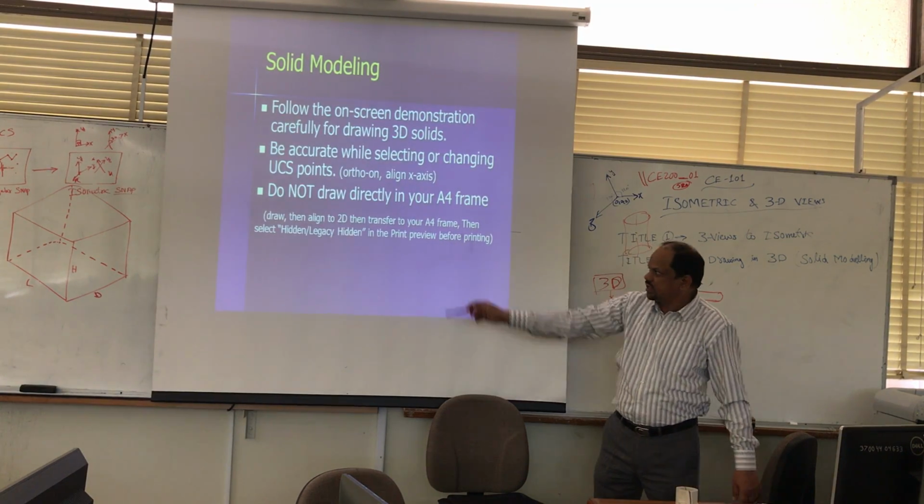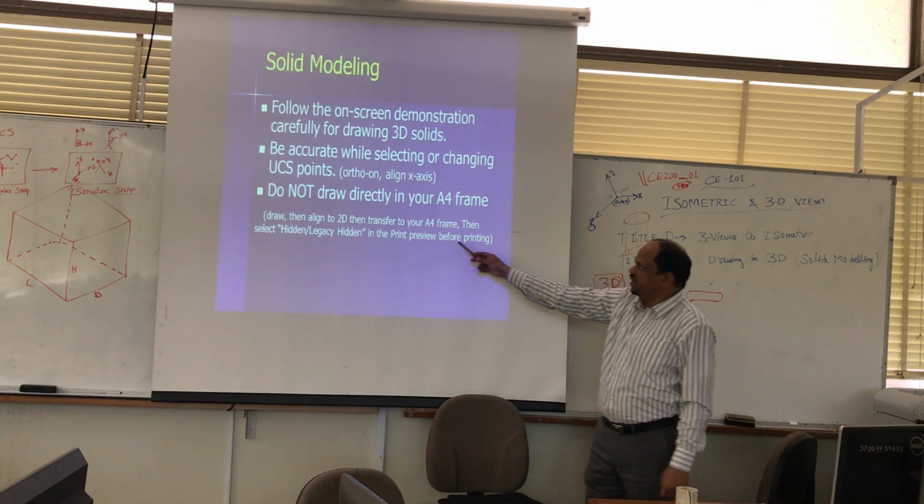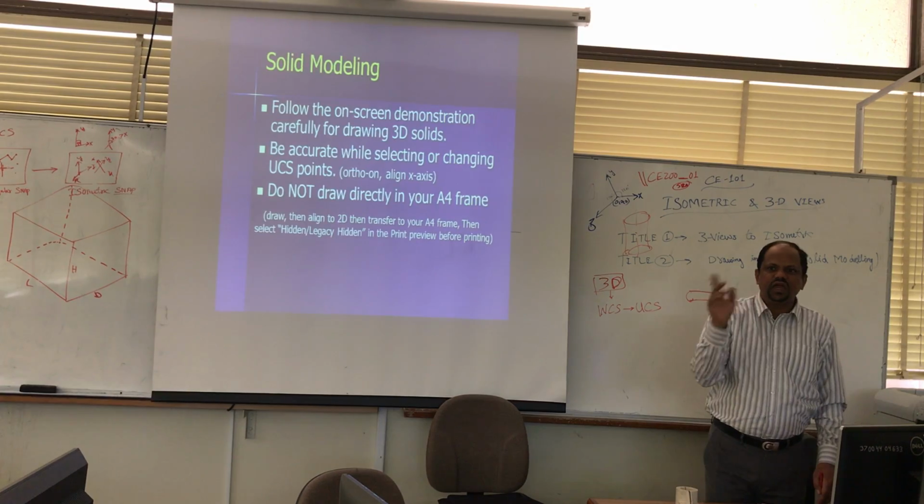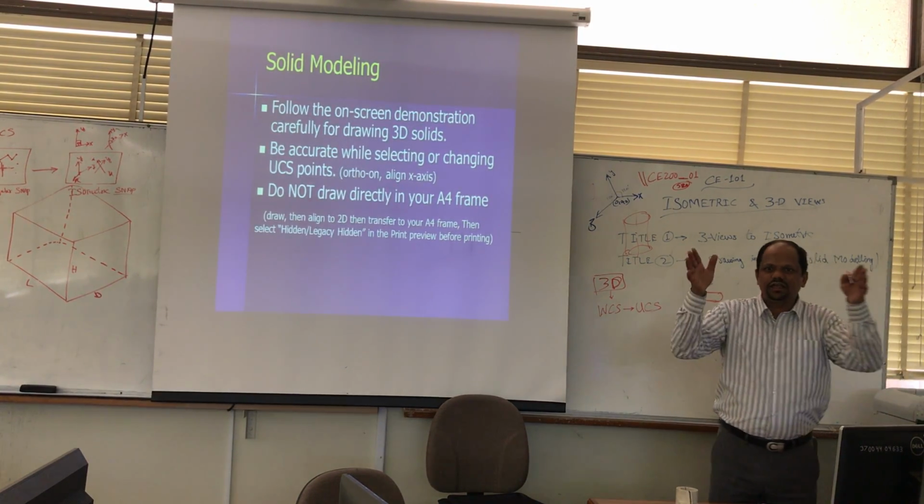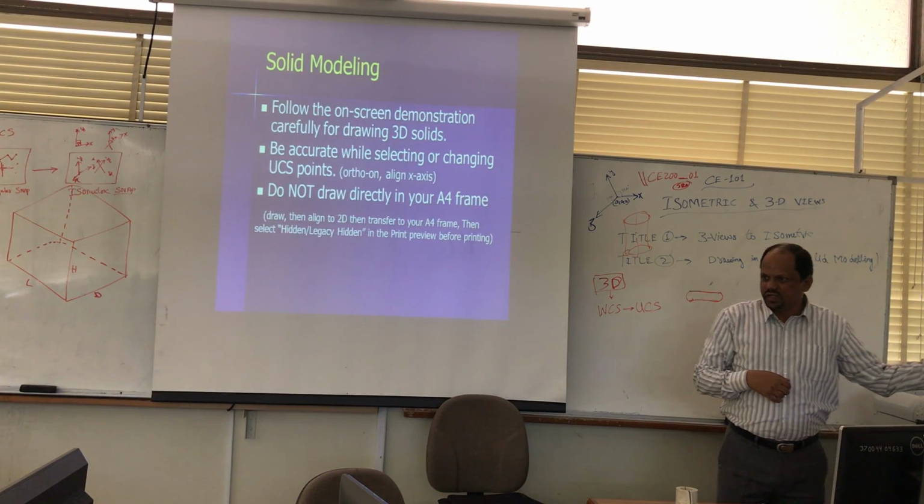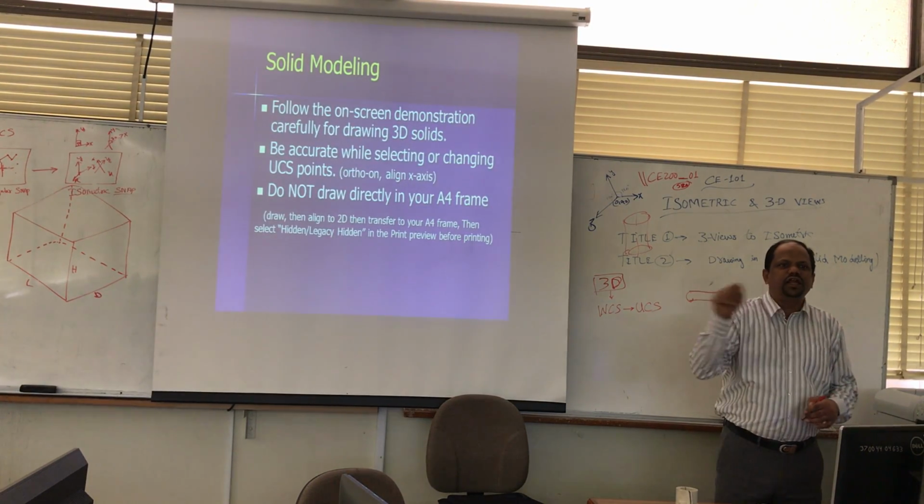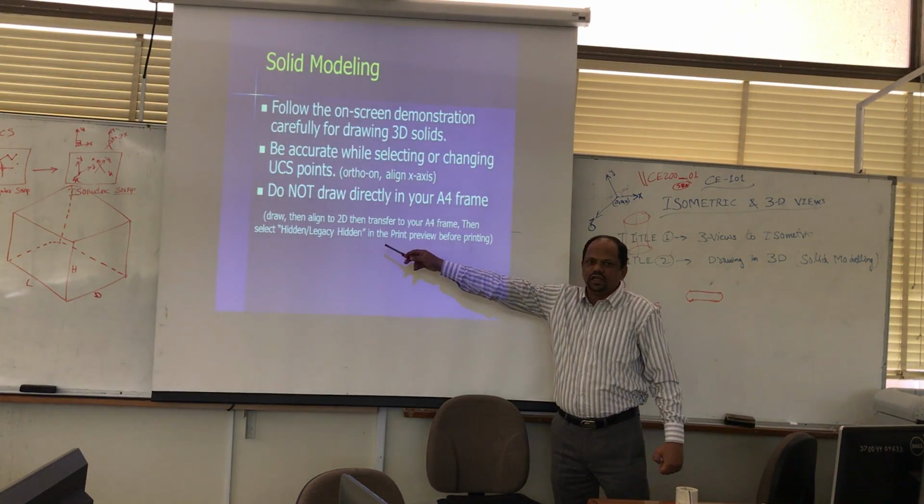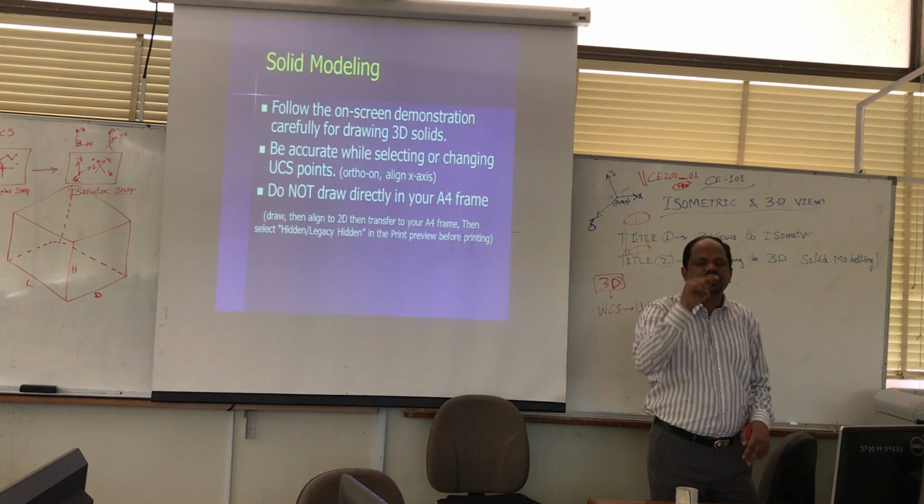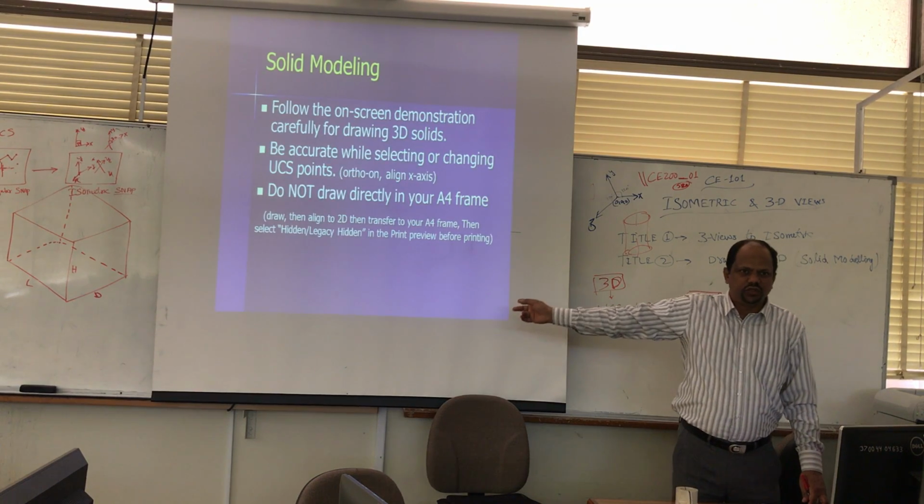Then select hidden or legacy hidden in the print preview before printing. When we are printing in 3D, what is our printer? A 2D printer. So directly a 3D object it cannot print. Fine? So it will draw certain hidden lines, so we have to select legacy hidden in the print preview so that it will hide the internal lines. I will show you what it is.